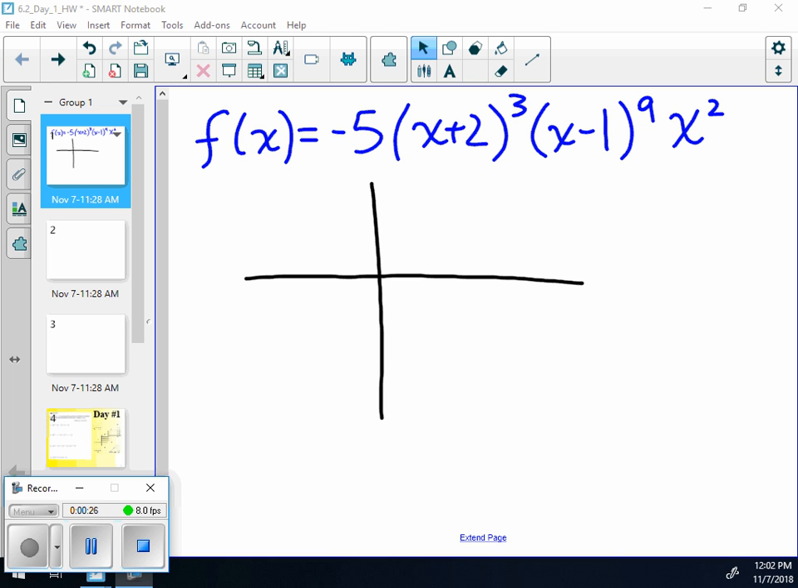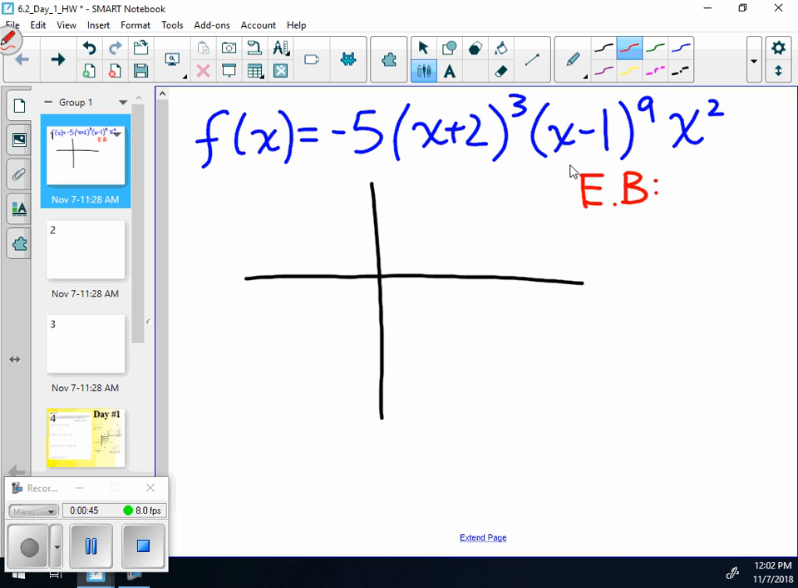So if we are looking at this function here, that looks kind of intimidating to me. So to get you started, some things that we might need is end behavior. So if we are looking for an end behavior, what kind of aspects will we need to solve for an end behavior? One of them would probably be the degree of our function, and another would be the leading coefficient of our function.